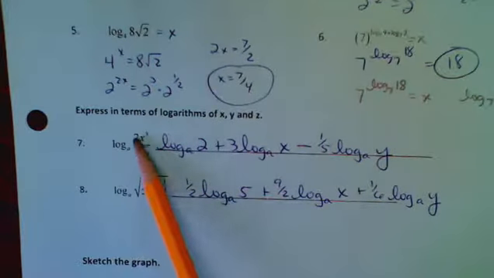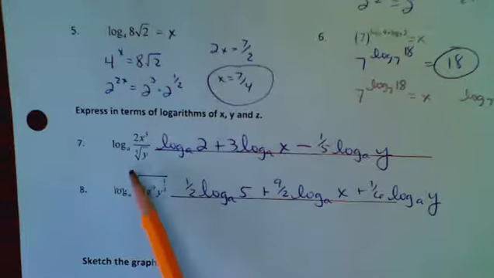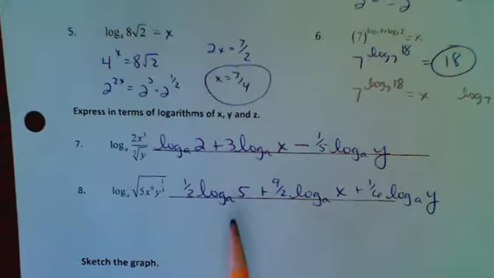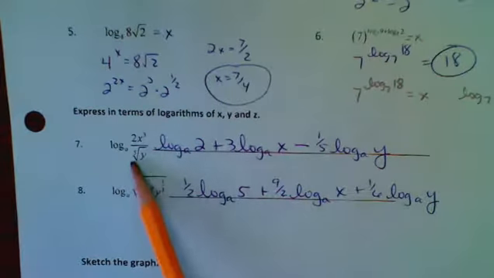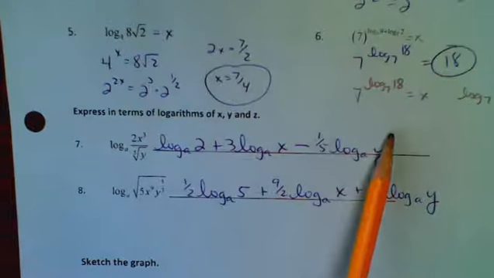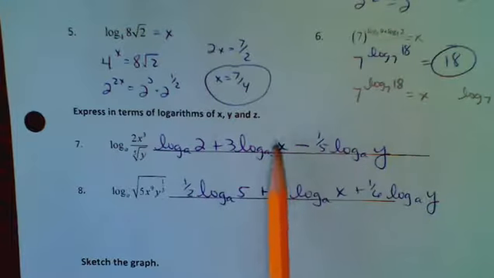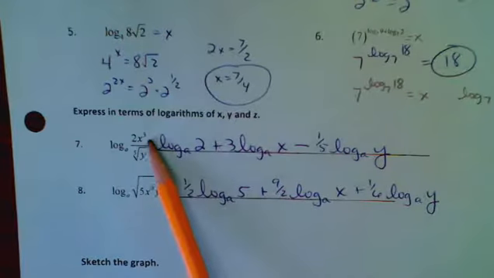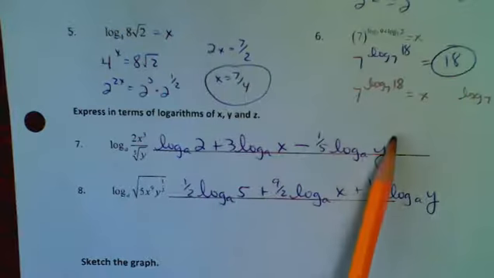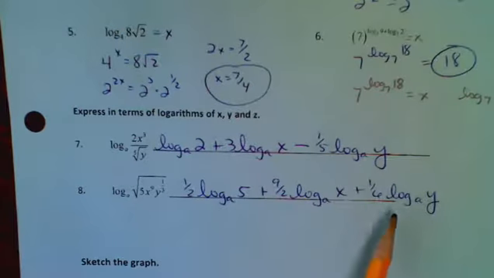Just remember, anything that's in the numerator should be a positive. Anything in the denominator should be a negative. Make sure you remember that when you have radicals, think of those as powers. So this is y to the 1/5 power. And then anything that is a power, remember you have to use the power property and bring it out front. So that's why this is 3 times log of x, instead of log of x to the 3rd. And this one's 1/5 instead of the 5th root of.